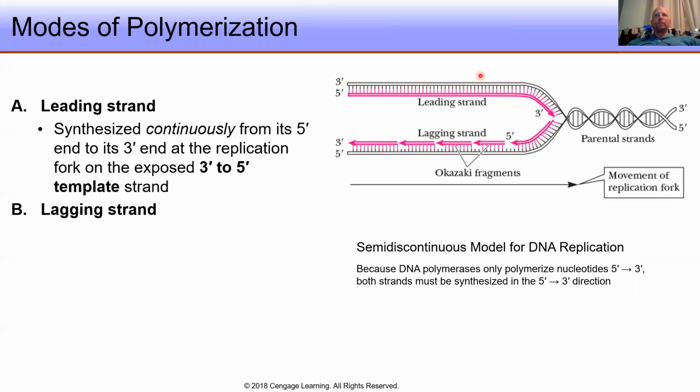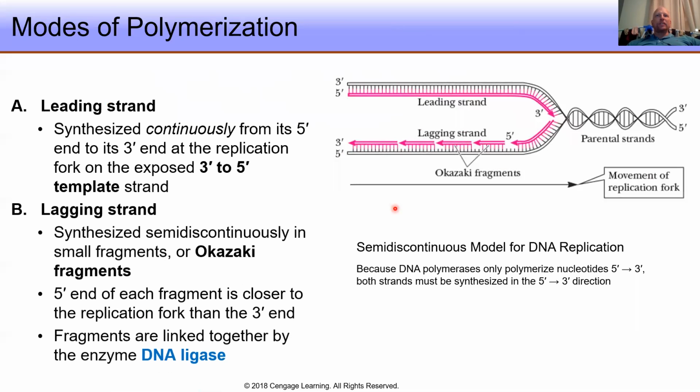The lagging strand is different because it's in the opposite direction, and this one, the template reads from 5' to 3'. So in this case, we have to synthesize the complementary DNA in short bursts, producing these fragments called Okazaki fragments. And at the end of this process, we then join these fragments together with the enzyme DNA ligase.